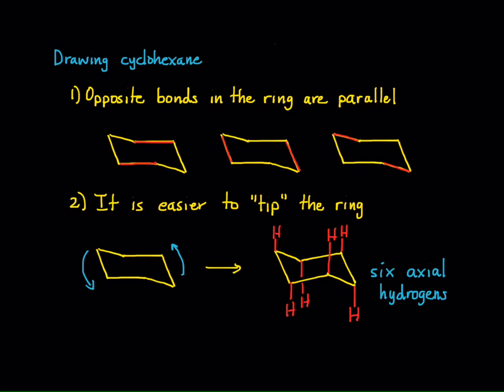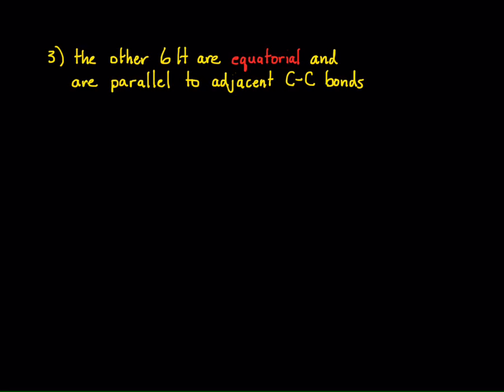All right, so we've accounted for 6 hydrogens. I said there are 12 hydrogens. Where are the other 6? Well, they are equatorial, around the equator of the ring itself, right? And they happen to be parallel to adjacent carbon-carbon bonds. Drawing the equatorial hydrogens is probably the most challenging part of drawing cyclohexane with all of the hydrogens associated with it. So I'm going to take it one step at a time.